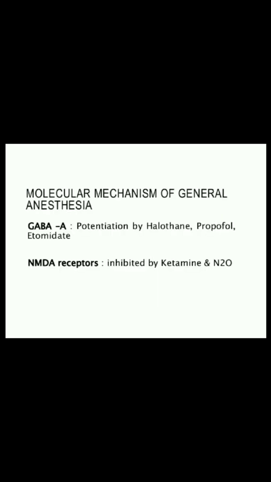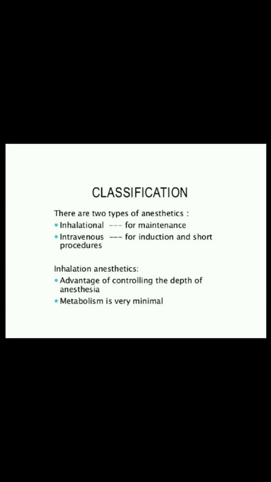So now comes the molecular mechanism of general anesthesia. Both the GABA-A and the NMDA receptors are involved in the general anesthesia mechanism. First, GABA-A is potentiated by halothane, propofol, or other agents. The NMDA receptors are basically inhibited by ketamine and nitrous oxide, N2O. So we basically concentrate over here.